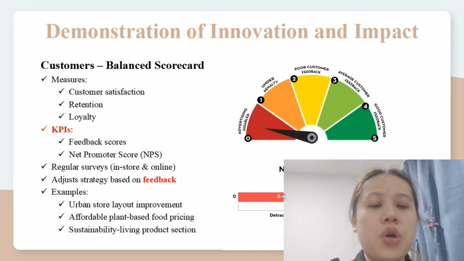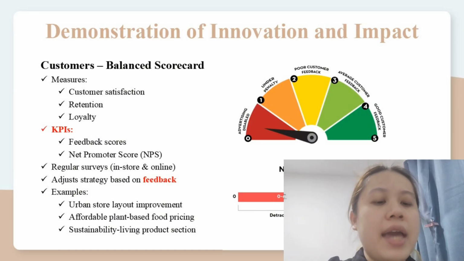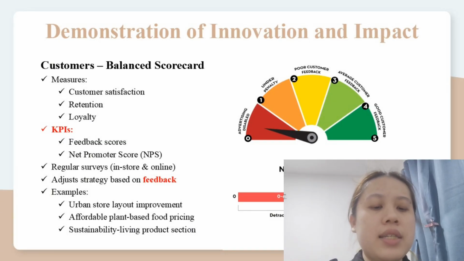While under the Balanced Scorecard, the customer perspective ensures the continuous monitoring of satisfaction and loyalty. IKEA tracks KPIs such as customer feedback score and net promoter score through regular in-store and online surveys. For example, when IKEA introduced a smaller urban store format, early feedback showed layout issues. Based on this feedback, IKEA reinstated a guided pathway to improve the customer experience. This shows that customer feedback directly influences strategic decisions.